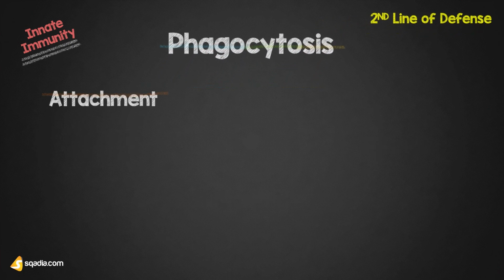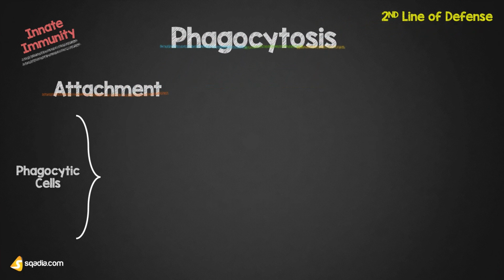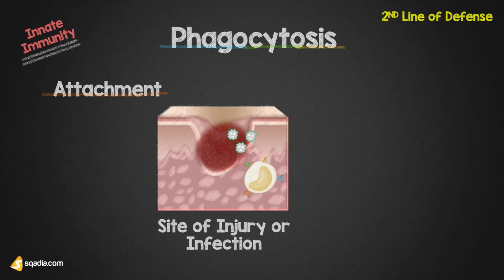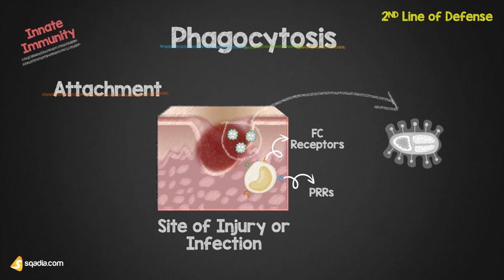The first step is the attachment of the phagocytic cell to the microbe. Sensing the chemotactic signals in the form of chemokines and cytokines, phagocytes like neutrophils reach the site of infection or injury. Once they arrive at the infection site, phagocytes are now very close to the microorganism. Here the process of phagocytosis activates, and this activation is triggered by binding through one of the receptors present on its surface, known as pattern recognition receptors, PRRs.